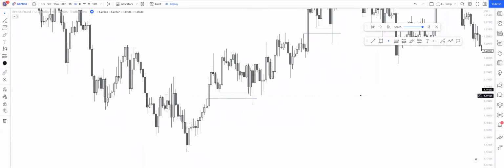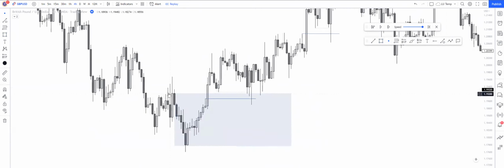Now you're going to notice that these blocks pretty much overlap. That's confluence. We have a higher time frame block, then we have a lower time frame imbalance for price action, and then we have the imbalance up here. This just gives us more confluence. It just gives us the confidence to pull the trigger.